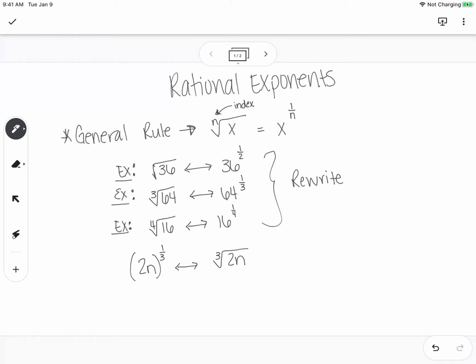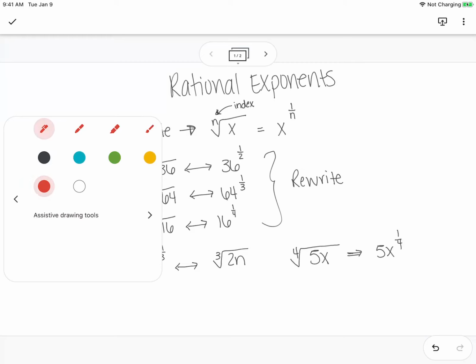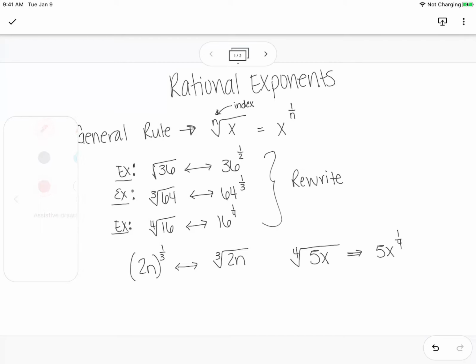If I just put the 4th root of 5x, and then I write my answer, or my rewriting this as 5x to the 1/4, that is wrong, okay? Because you would need to have parentheses. So if you don't put the parentheses, that is wrong. If you put the parentheses, now that is correct. So just be very careful if you have multiple things under the radical. You need to hold them together with parentheses.